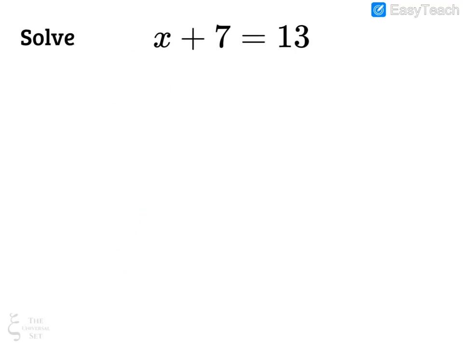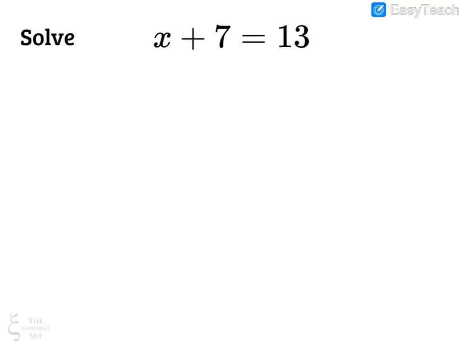I've got this equation here. The equation says x plus 7 equals 13, and we are asked to solve that. Now, all it's asking us to do is find out what is the value of x. So what do we know? We know that x is a number. We don't know what number yet, but we know when I take that number and add on 7 to it, the answer I get should be 13. So basically what we're saying is something plus 7 equals 13, and we want to know what is that something.